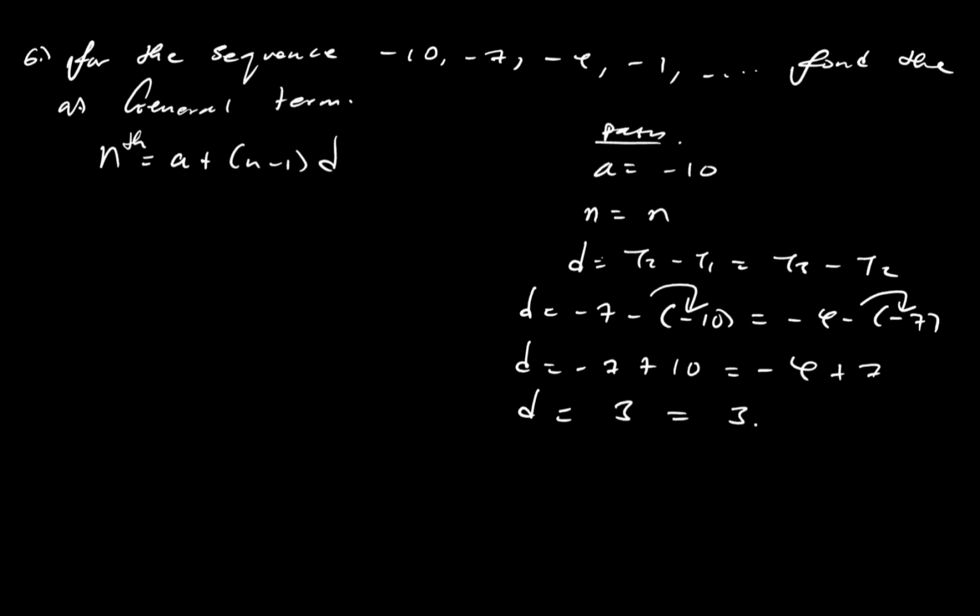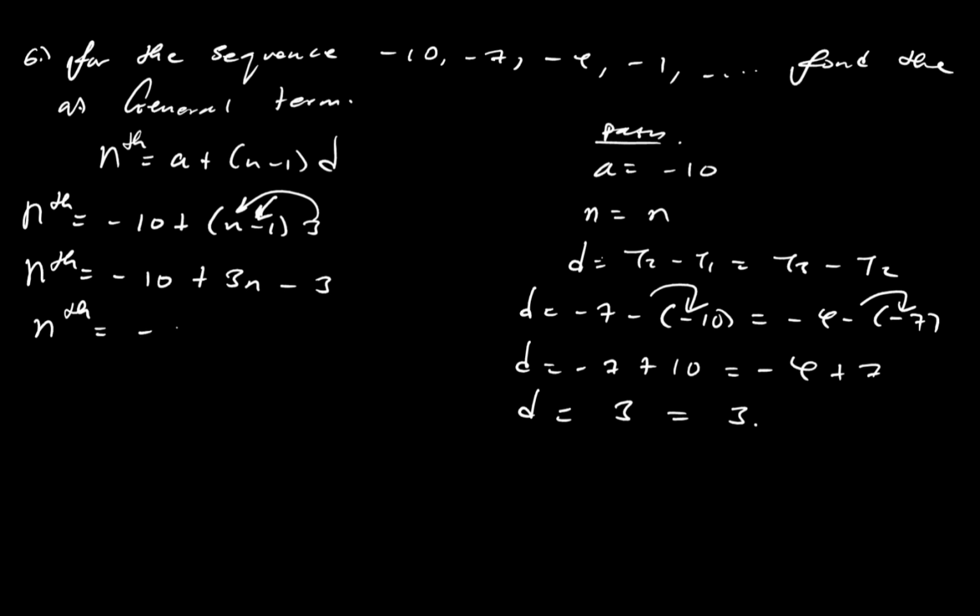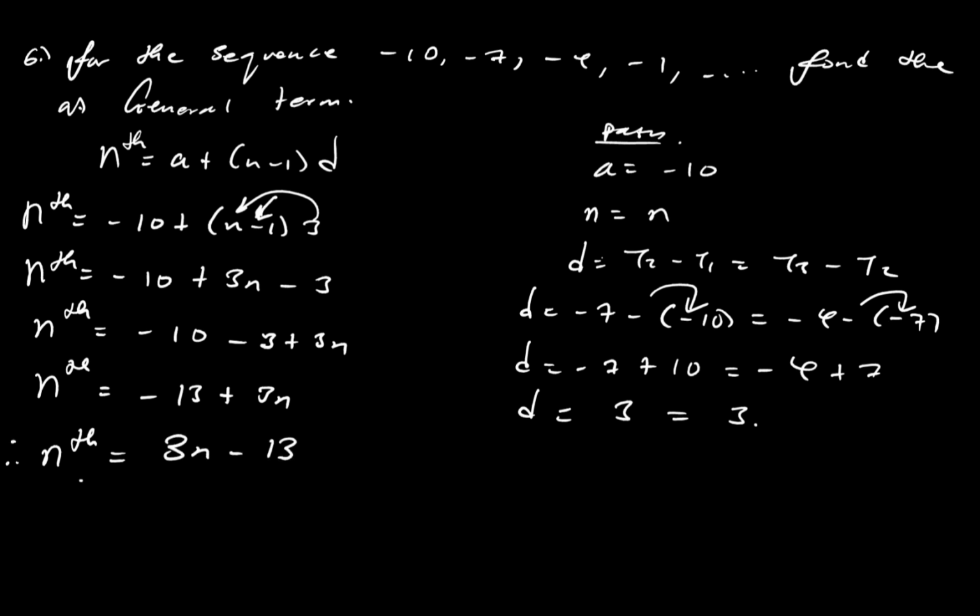That's the common difference. Now I can bring it back to my general term and say I have minus 10 plus n minus 1, then 3. The 3 multiplies each and every term in the parentheses in order to expand it. So 3 times n is 3n, and 3 times negative 1 is minus 3. So you have your nth term being equal to minus 10 minus 3 plus 3n. So the nth term is equal to minus 13 plus 3n. Now it's a bit unprofessional to always leave your negative outside, so let's push it inside. Therefore, we expect the general term to be in the form of 3n minus 13. So that's our general term.